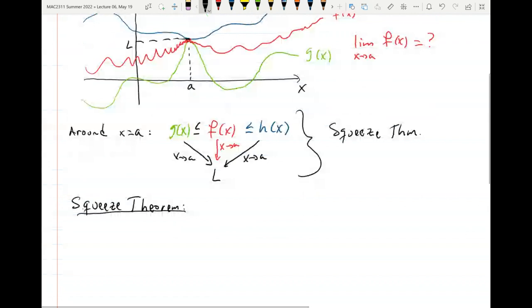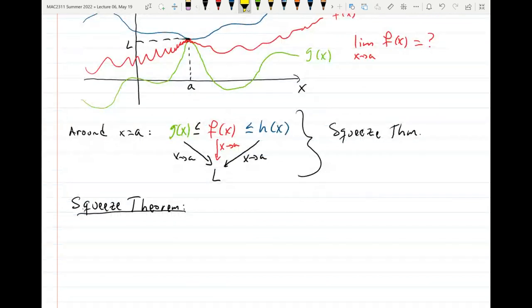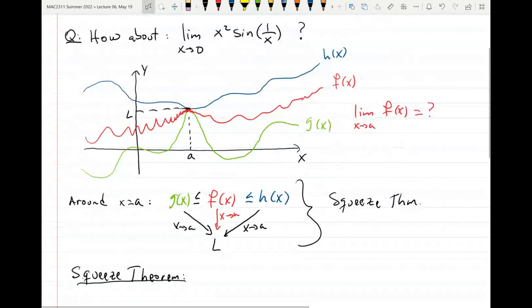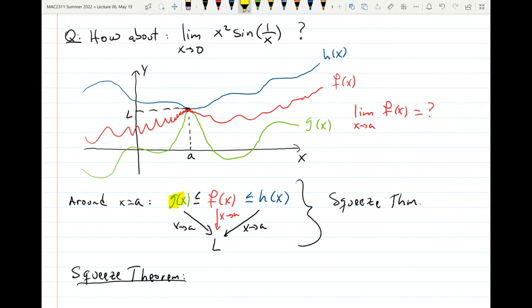And the challenge is, of course, that typically when you want to use the squeeze theorem, you only know the function f, because that's the one that you want to find the limit of. Nobody's going to tell you what g and h are. Your job is to find these two functions, g and h, in such a way that they have the same limit. And then you can use the squeeze theorem to deduce the limit of f. That's what makes it a little bit complicated sometimes.